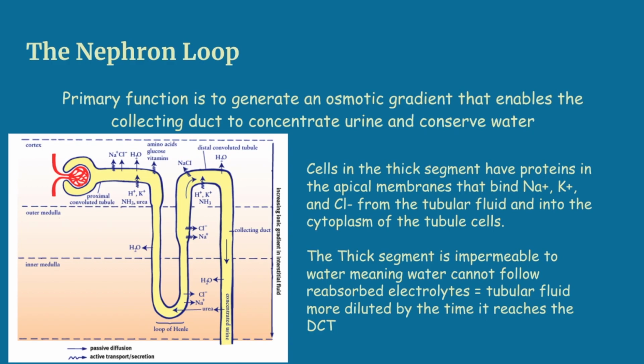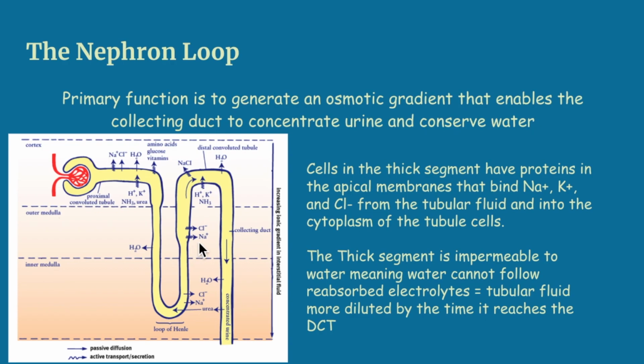Now let's talk about the nephron loop. The primary function of the nephron loop is to generate an osmotic gradient that enables the collecting duct to concentrate urine and conserve water. So we'll start with the descending limb and the thin segment. Both the descending limb and the thin segment are permeable to water but impermeable to solutes. They prioritize reabsorbing water. But that's a different case when we go all the way up to the thick segment and the ascending limb. Cells in the thick segment have proteins in the apical membranes that bind sodium, potassium, and chloride from the tubular fluid and move them into the cytoplasm of the tubule cells.